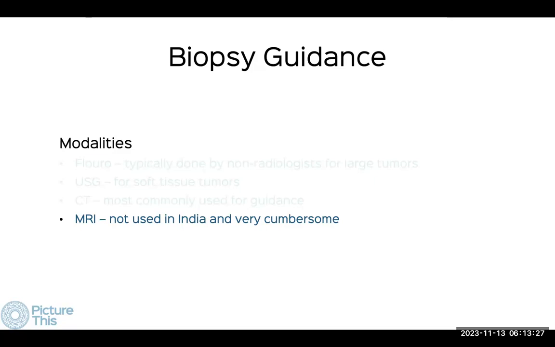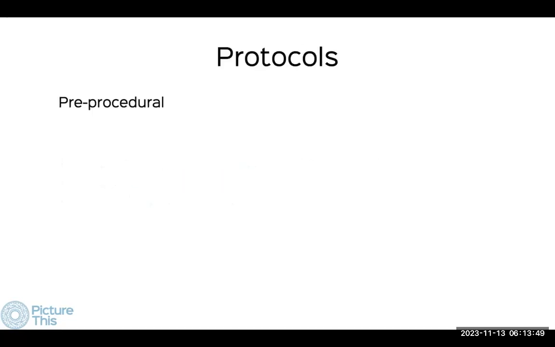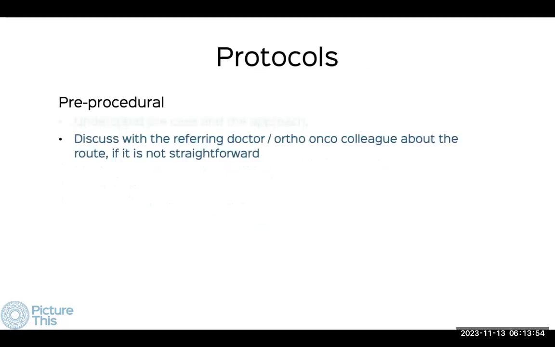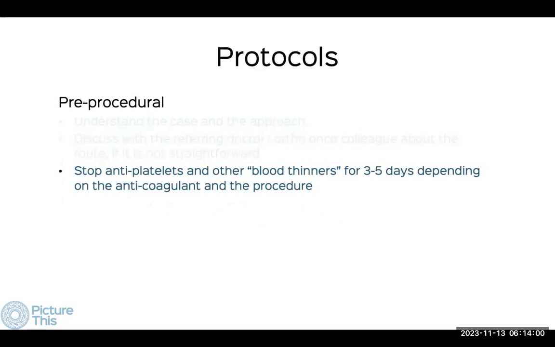From the time you put a marker on the patient to the time you finish is between 10 to 15 minutes at the most. Sometimes it takes about 14, 15 minutes in the spine, with a little setup of 10 minutes before, and taking care of the patient on the table 10 minutes after, whereas MR would take much, much longer. So the standard protocols are pretty much the same. Pre-procedural, we must understand the case and the approach and discuss with the referring doctor or the ortho-onco colleague. Stop antiplatelets and other blood thinners for 3 to 5 days, depending on the anticoagulant and the procedure.